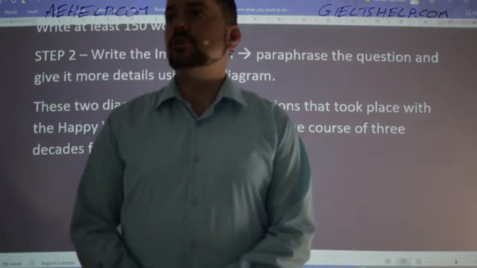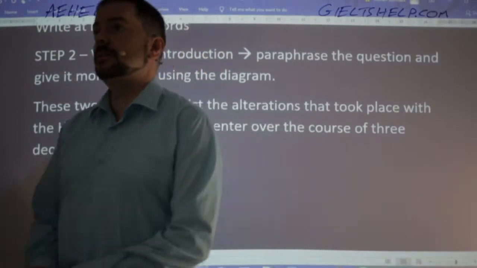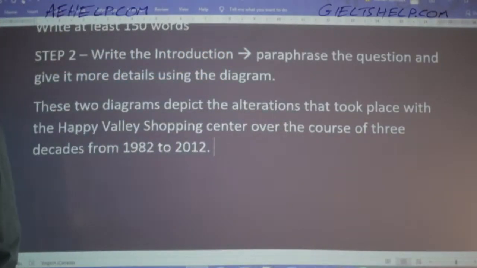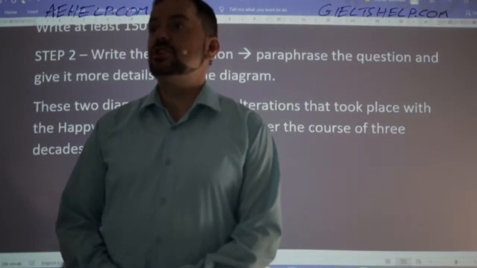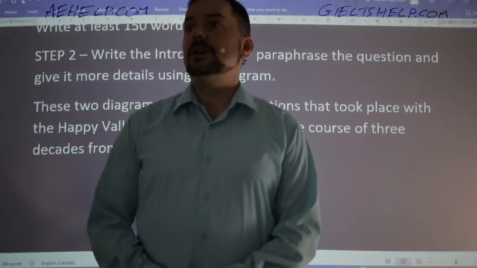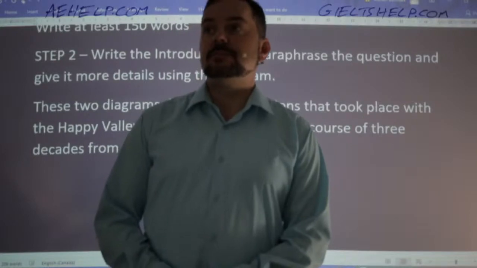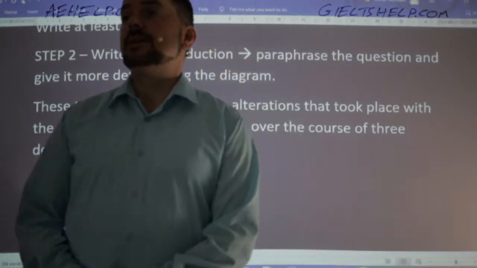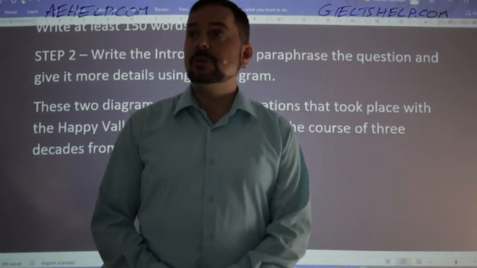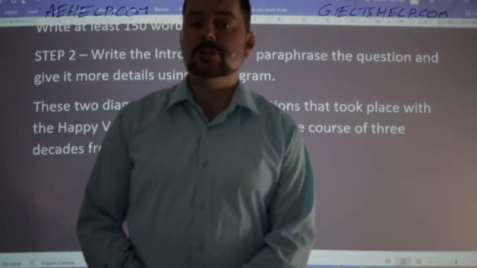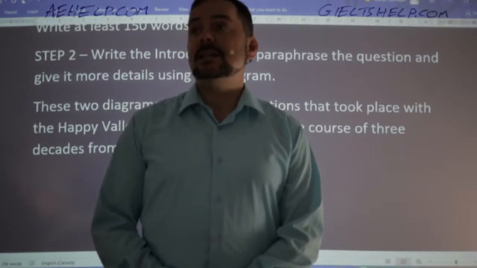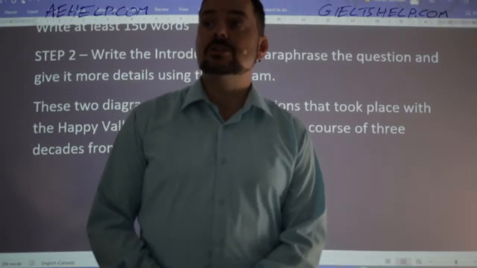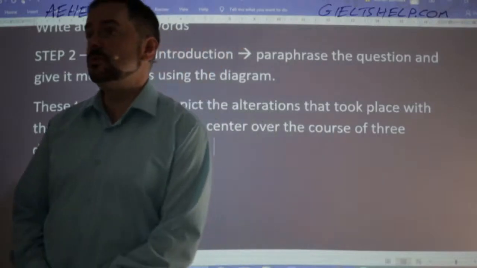Jainil writes, the two blueprints depict the renovations that went on with Happy Valley Shopping Center over a period of 3 decades from 1982 to 2012. Be really careful, Jainil, with your information accuracy, especially in the academic IELTS. It really does matter. 1982 to 2012 is 30 years, so 3 decades, not 2 decades.